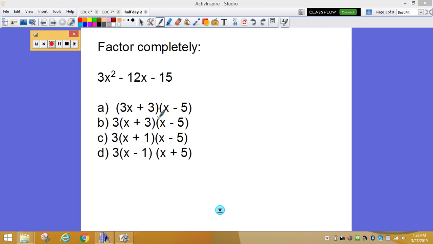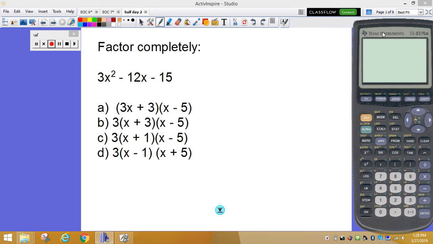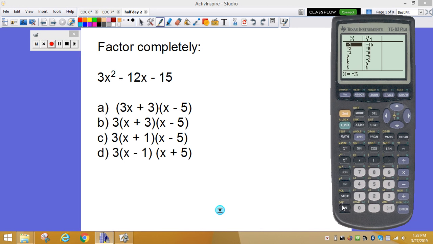So this is more practice for the half day that I'm with you. Again, it's just a lot more practice with the calculator, because the more you use the calculator, the better you will do on your EOC. So this first one, factor completely.